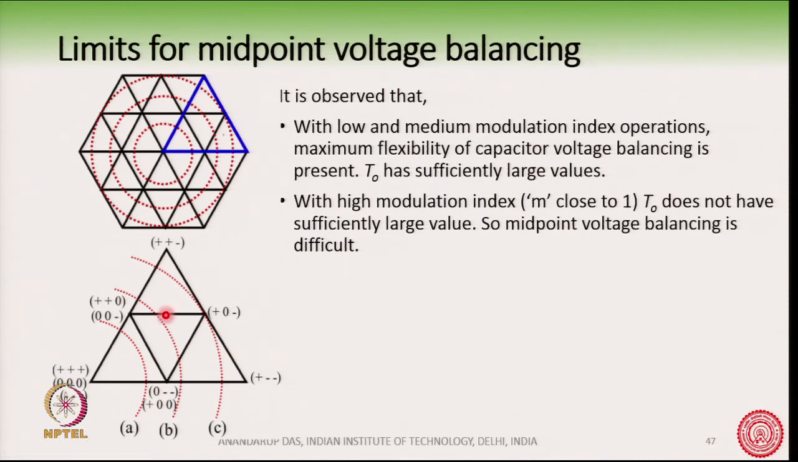And this will be happening when the reference vector is close to this vector. Suppose the reference vector is here, then it is very close to this vector here. This means that the T 0 time duration for this vector will be very large, and there we have the chance to play around with the delta t. This will also happen if my reference vector is here or here, then this vector, which is of duration T 0, has a big chunk of the total time T s, and so we can play around with the delta t so that the capacitor voltages can be nicely balanced out.